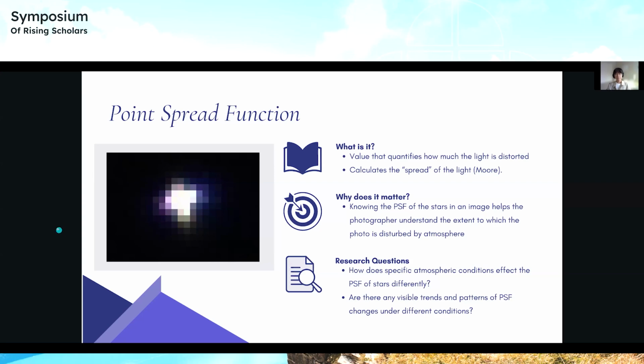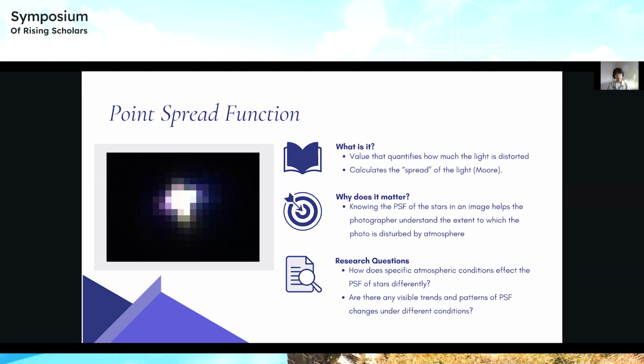And the atmosphere makes the point spread function larger because it spreads out the light more. So a very large point spread function indicates that the atmospheric conditions were really bad on a particular night. And if it's smaller, then the atmospheric conditions were better. Now, figuring out the point spread function helps astronomers in image processing and understanding just how much the atmosphere played a role in their photo.